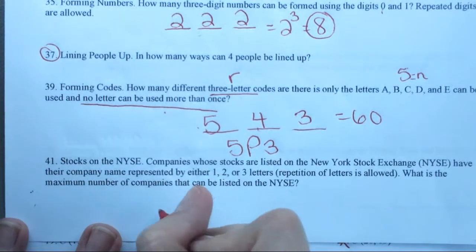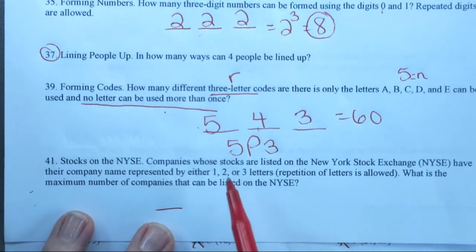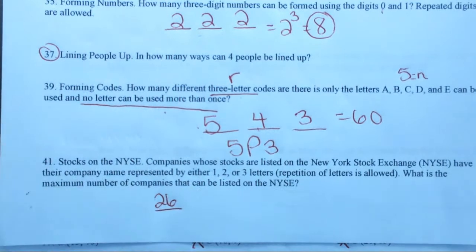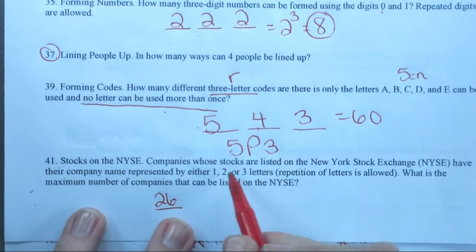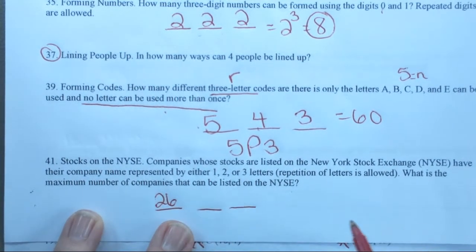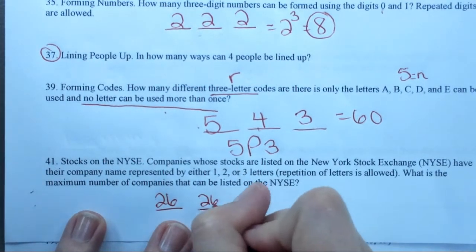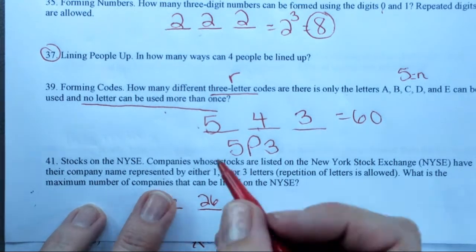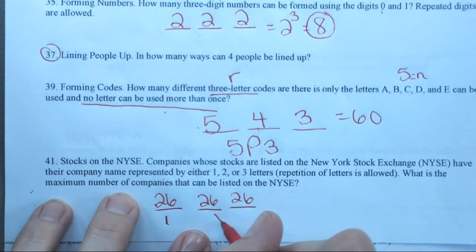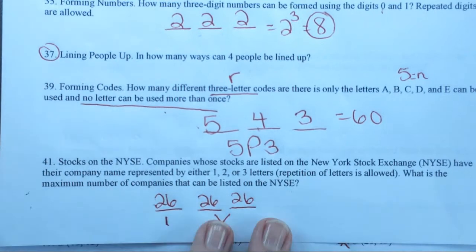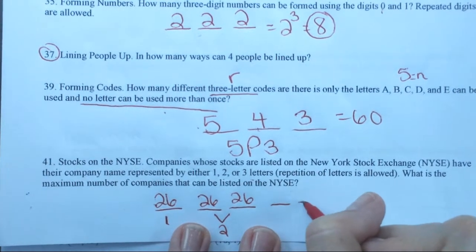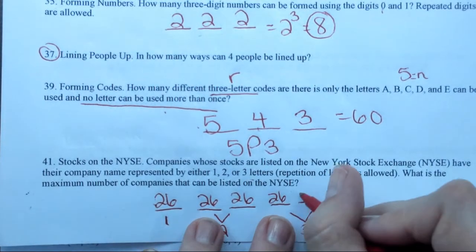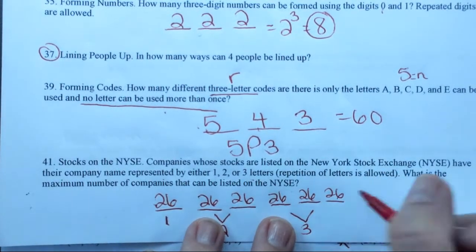So if they only use one letter, just one, then I have 26 different things I could do. Okay. If they choose to represent their company with 2 letters, then I have 26 to choose from and another 26 to choose from because repetition is allowed. So this is if they choose to do it with just 1. This is if they choose to do it with 2 letters. They also have a choice of using 3 letters. Well, if I choose 3 letters, I still get 26 letters in the alphabet here, 26 here, and 26 here.